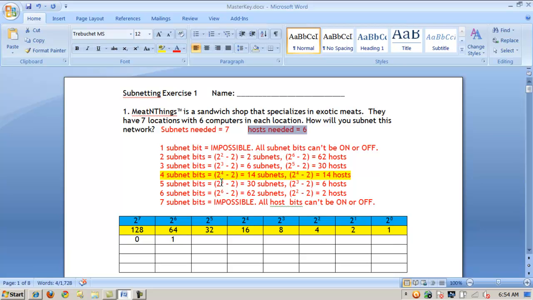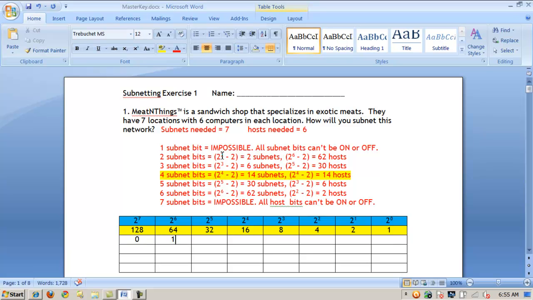And let's look at all the combinations here. We can't use just 1 bit with classful IP version 4 subnetting, because it would either be all off or all on. Let's say we use the 128-bit. We need to have it so that at least 1 bit is on and 1 bit is off. So the minimum number of bits that we could subnet on would be 2. In this case, we'd have to start here.